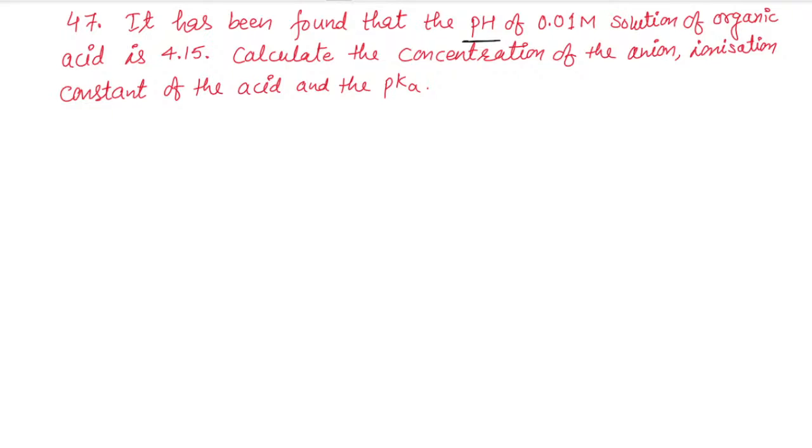As it is an organic acid, it is not mentioned whether it is monobasic or dibasic, but if nothing is mentioned, we should take it as monobasic. So let us say the acid is HA. It gives H plus ion and A negative ion. This is the anion. Now the concentration of HA is C, or it is given, so write it like this only: 0.01 molar initial concentration.